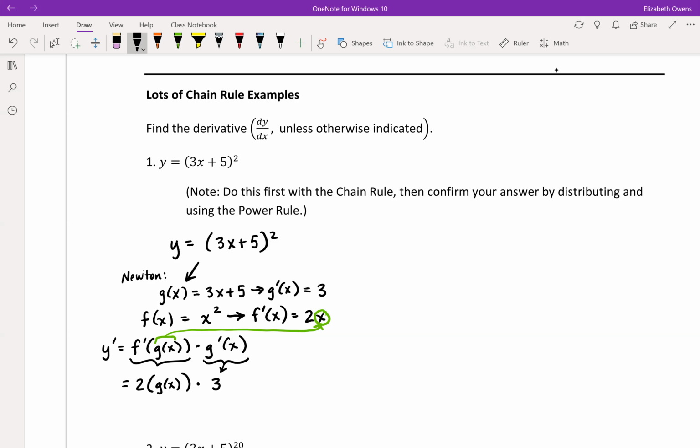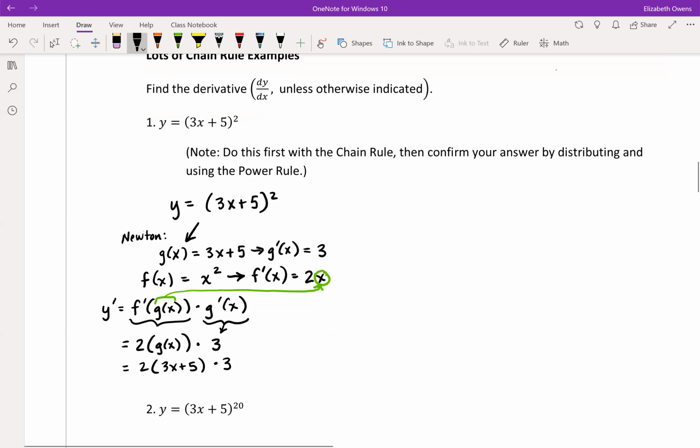And now let's put in the g of x function there. So we're going to have 2 times g of x, which is 3x plus 5, and then times 3. And so when we clean that up just a hair, we end up getting 6 times (3x plus 5) for our final answer there. So that's the derivative of this function. Okay, so that's in Newton notation.